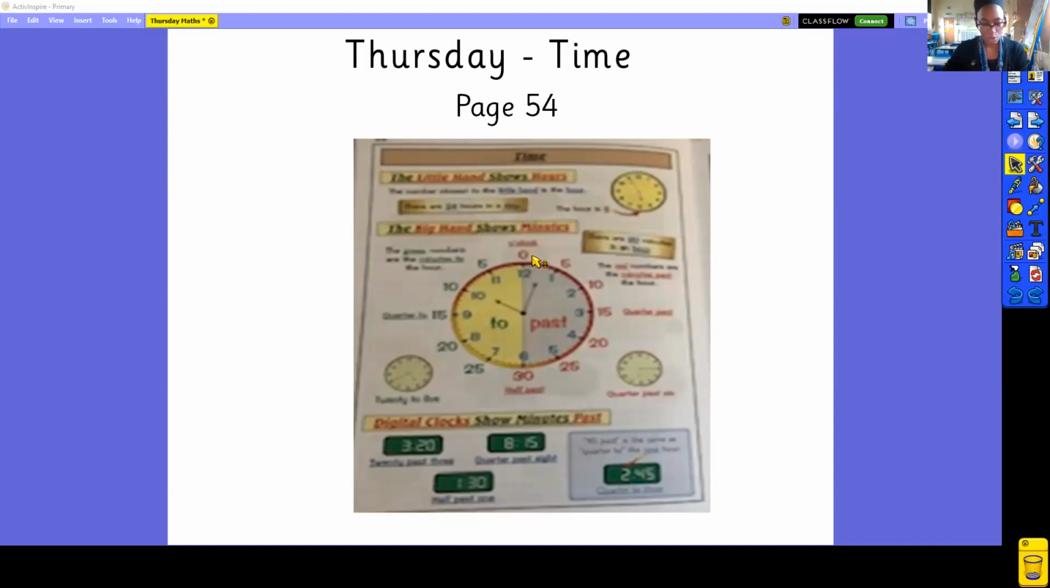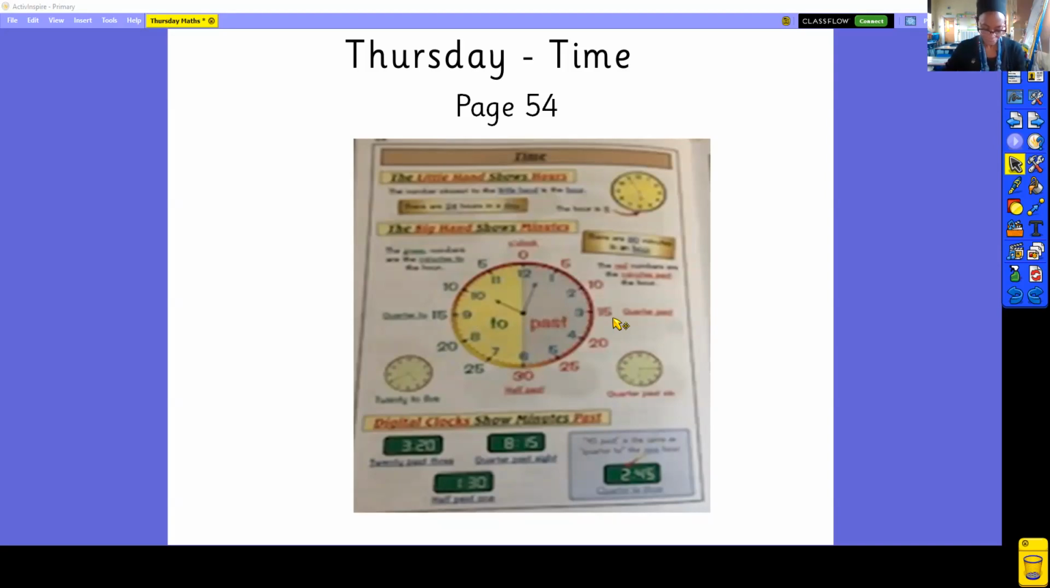Here we start at o'clock. The red numbers are the minutes past the hour. O'clock to start. Quarter past, again, think about the 15, quarters, it all comes together, children. It all starts to link in. Quarter past is a quarter. You can physically see a quarter, a quarter, a quarter.